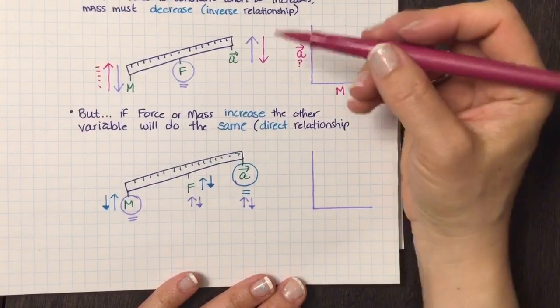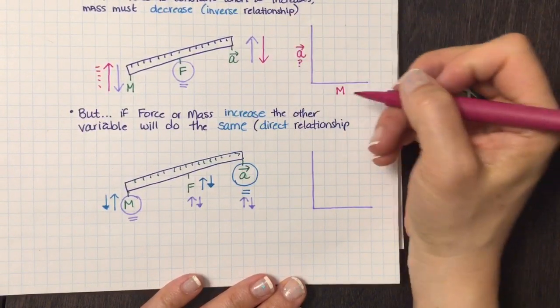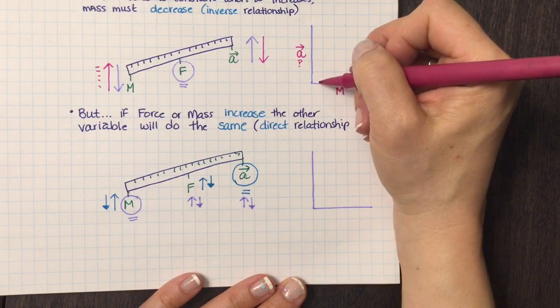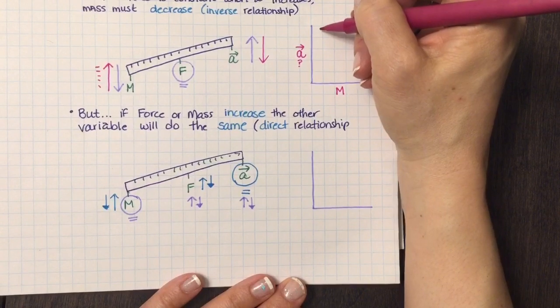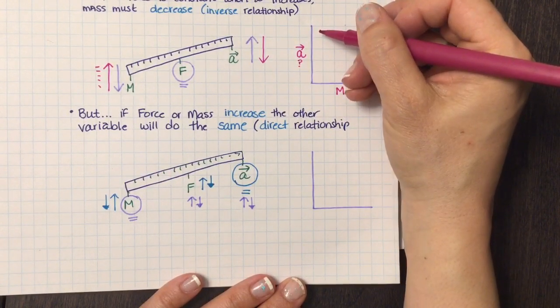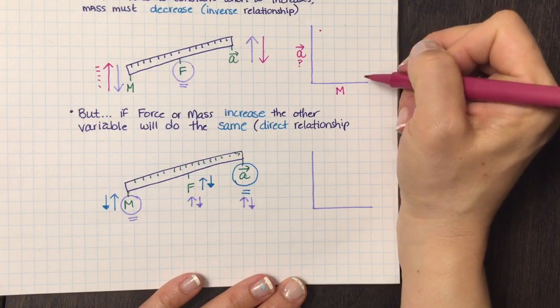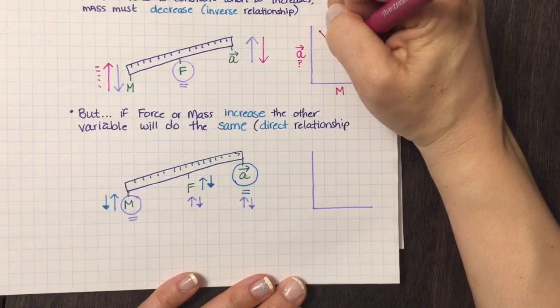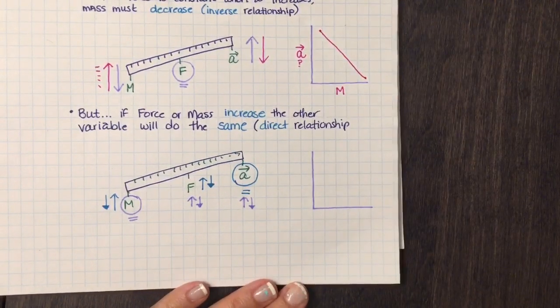So this is an inverse relationship, which means that the lower the mass, the higher our acceleration. So the lighter an object is, the faster we're able to go. And the more it weighs, the slower we're going to be able to go. So the line looks like that.